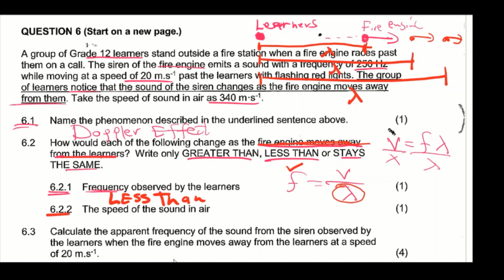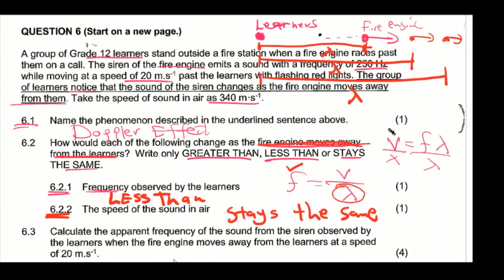And then if we look at 6.2.2, it says the speed of sound in air. The speed of sound in air doesn't really change. It stays the same because it is not affected by the event that is happening, right? So the speed of sound is just the speed of sound in air. It's not even the speed of the fire engine. It's just the speed of air. So it's just going to stay the same.